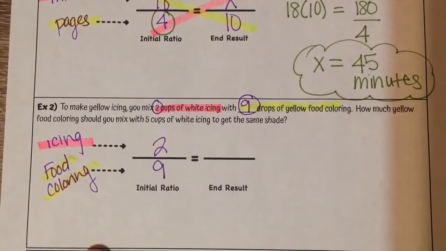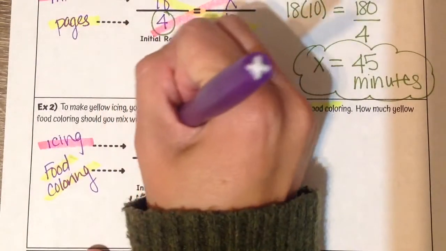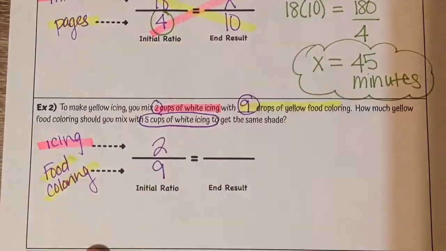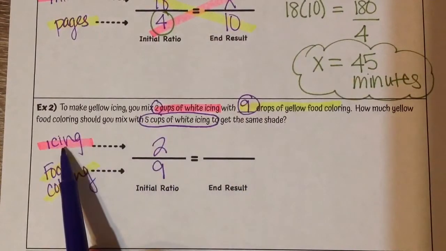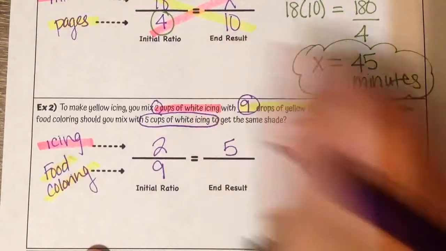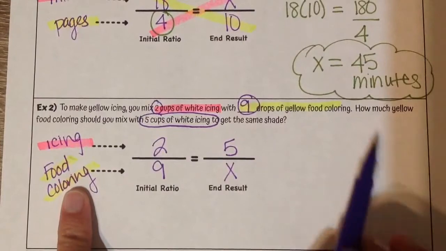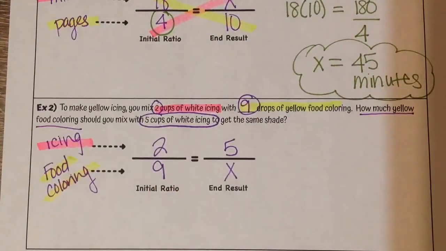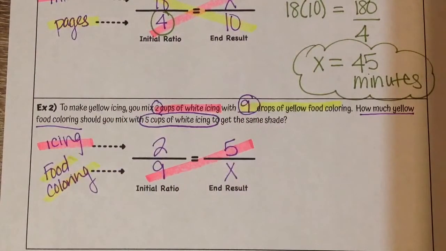The third number that's given to us, if I look in the question, I see 5 cups of what? 5 cups of white icing. So the 5 cups of icing is on top, so 5 is going to go on top, which means we are solving for the food coloring. And if we look at the question, it says how much yellow food coloring. Now we have a proportion that we can solve. So in a proportion, I'm going to highlight my diagonals.